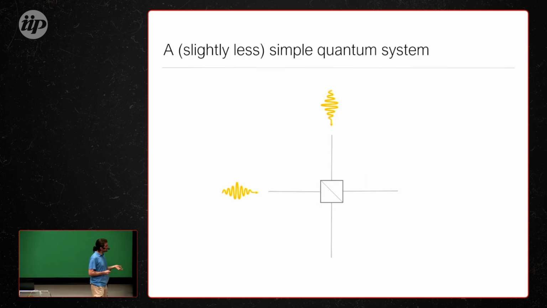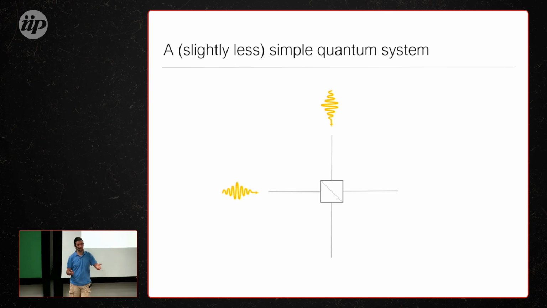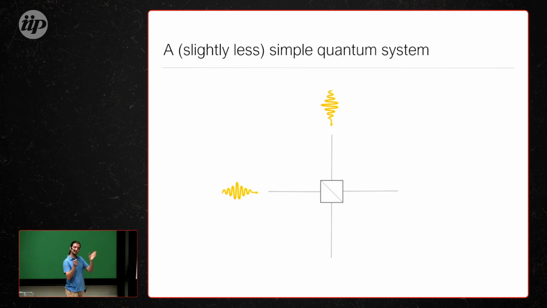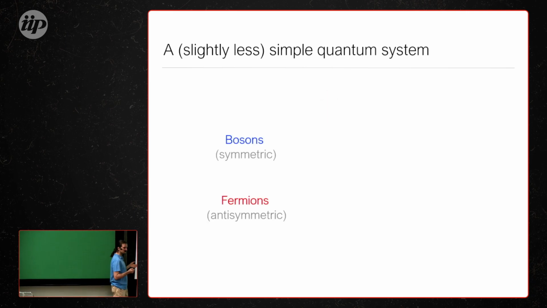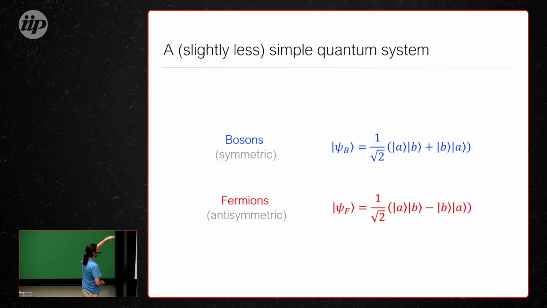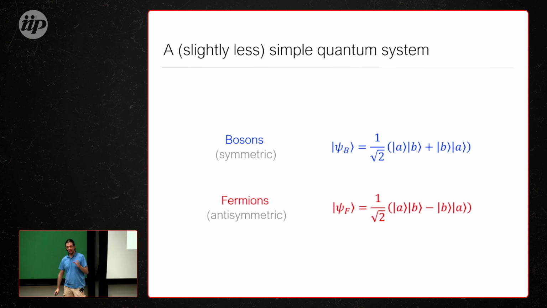Now let's talk about a slightly less simple quantum system. You're going to take the same physical situation, but now you're going to use two particles rather than just one. You're going to take this beam splitter, throw in two particles, and see what happens. Now here, I need to differentiate between bosons and fermions. Particles in nature come in two varieties, bosons and fermions. For bosons, the wave function is symmetric, and for fermions, it's anti-symmetric. And that's going to have remarkable consequences for that experiment.